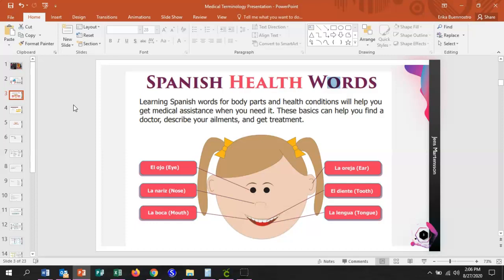So we're going to look at the eyes. As we can see, the eye is el ojo, okay, and nariz is nose, boca is mouth, oreja is ear, diente, tooth, lengua is tongue. I'm going to pronounce these once again for you. Ojo, eye, nariz, nose, boca, mouth, oreja, ear, diente, tooth, lengua, which is tongue. You have to make sure and add this to your own personal dictionary.